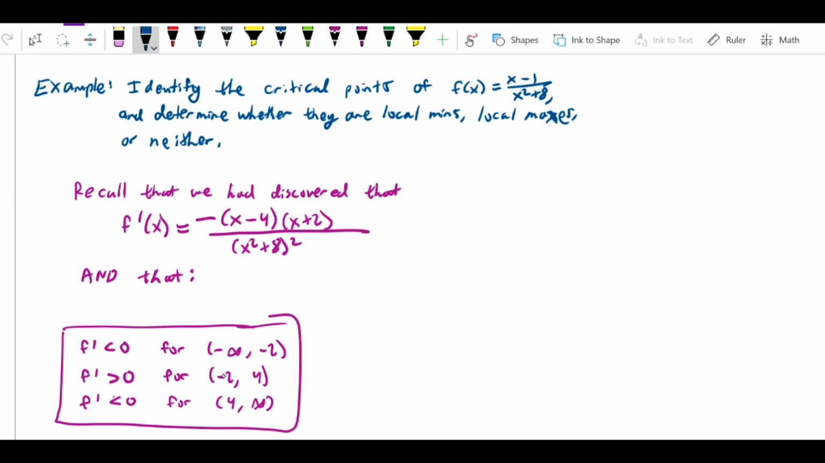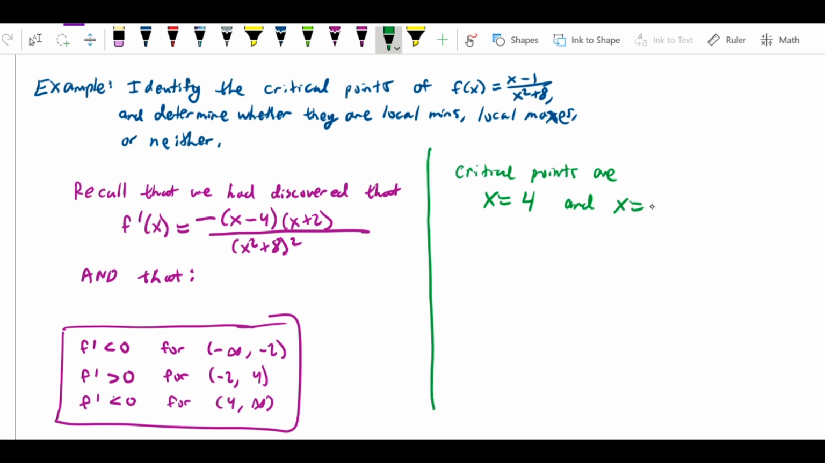So what we want to do is first find the critical points. We'd sort of hinted at what they would be in the previous problem. We're going to find the places where this function is 0. Note that there aren't any places where the derivative is undefined because this denominator is always going to be a positive number. It can never be 0. The numerator, however, causes the derivative function to be 0 when x equals 4 or x equals negative 2. So the critical points are x equals 4 and x equals negative 2.